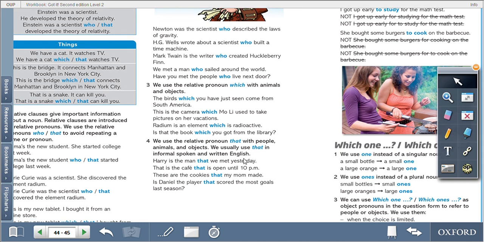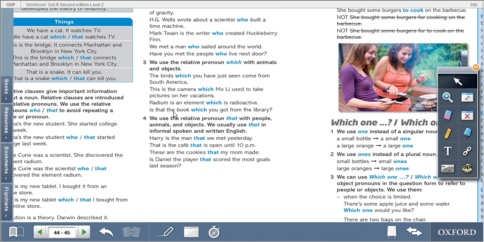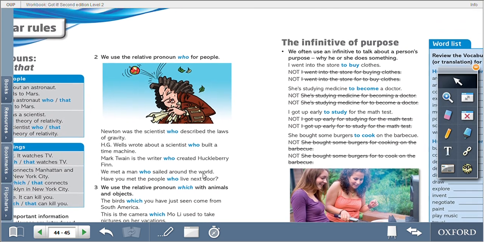Right? And finally, we have that. We use the relative pronoun that with people, animals, and objects. We usually use that in informal spoken and written English. Chicos, that es para ambos, pero es más informal. Bueno, entonces usamos that con personas, animales y objetos, right? For example, Harry is the man that we met yesterday. These are the cookies that my mom made. Is Daniel the player that scored the most goals last season?